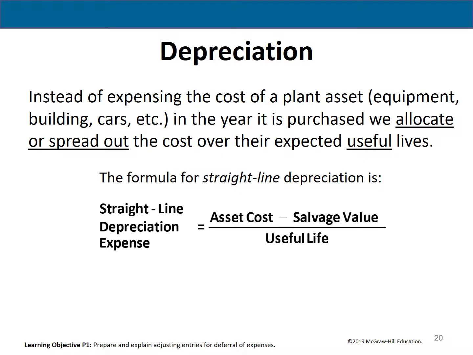The formula is take the cost of the asset minus the salvage value, and salvage value is what you think you could sell it for at the end. So the company estimates for that, and that's okay. And we divide that difference by the useful life. How long does the company expect to use it? Well, that much of that asset should be expensed each year. So please make sure you understand what the definition of depreciation is in accounting.